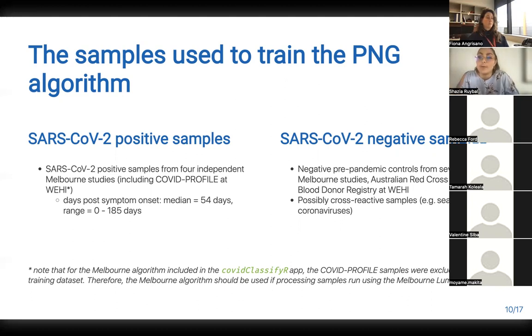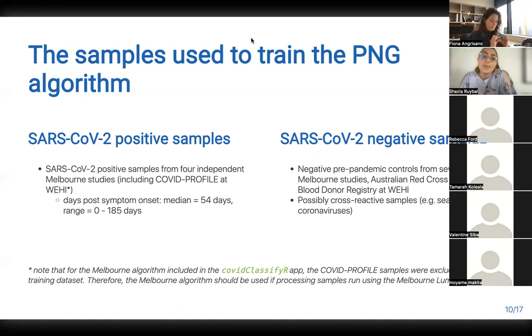And then for the negative samples, we had several pre-pandemic controls. This would be, obviously, before we even knew SARS-CoV-2 existed, so that we're completely certain that there are no confounders of antibodies to SARS-CoV-2 in these samples. These samples came from some of the Melbourne studies, such as the Doherty Institute study. We also had samples from blood donors from the Australian Red Cross from 2019, I think, and also from the Volunteer Blood Donor Registry at WEHI. So these were all samples that we were sure were negative.